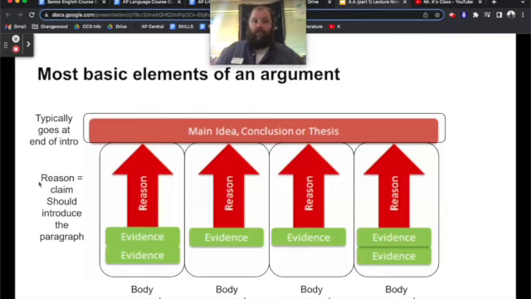If you are arguing that the author uses biblical allusions in order to emphasize the importance of the issue that they're talking about, that would be the claim that you state at that point in the essay. You would start your paragraph off that way. So that's where we're at in the essay process.